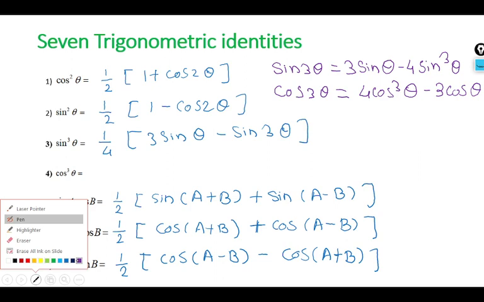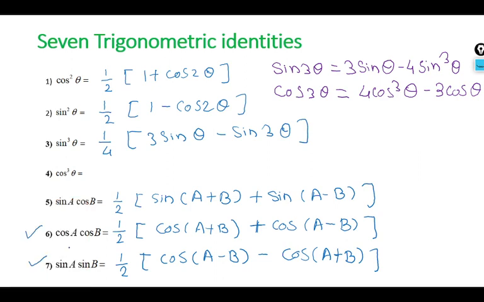And here we have cos cube theta. Cos cube theta becomes 1 by 4 times cos 3 theta plus 3 cos theta. Cos 3 theta plus 3 cos theta. So that's the 7 important trigonometric identities that you require for the Laplace transform. Okay, so that is the first set.